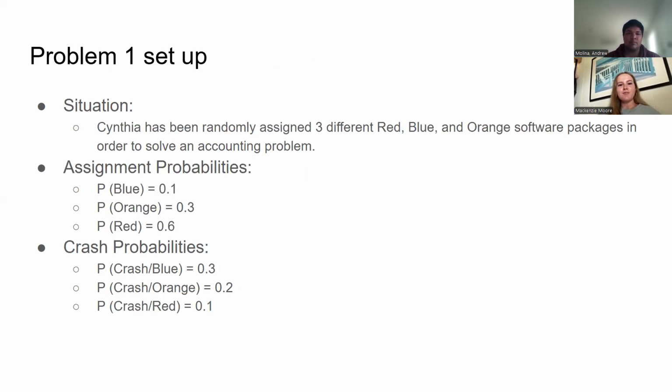Next slide. Okay. So for our problem one setup, our situation basically is that Cynthia has been randomly assigned 3 different software packages in order to solve an accounting problem. So for the first one, 1 out of 10 was blue, 3 out of 10 were orange, and then 6 out of 10 were red. And so that's for the assignment probabilities. And then for the crash probabilities, red crashes 10% of the time, orange crashes 2% of the time, and blue crashes 3% of the time.